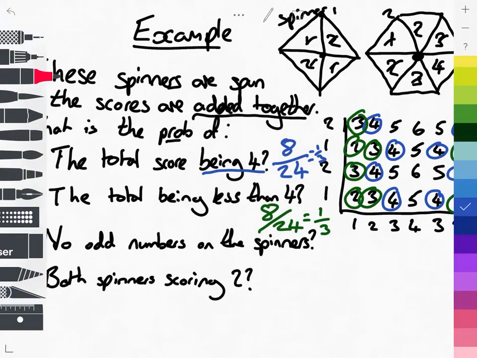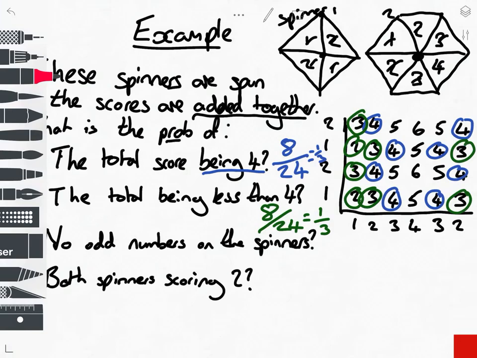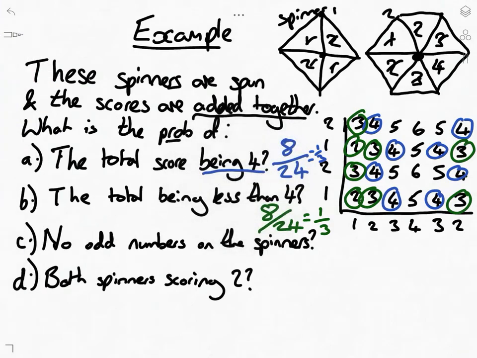Let's change to red. It says, no odd numbers on the spinners. So far we've been talking about the total score and the total. Now it's on about the spinners. So instead of looking at this middle section, we're going to look at the spinners, which are the bits on the edges. So no odd numbers on the spinners.